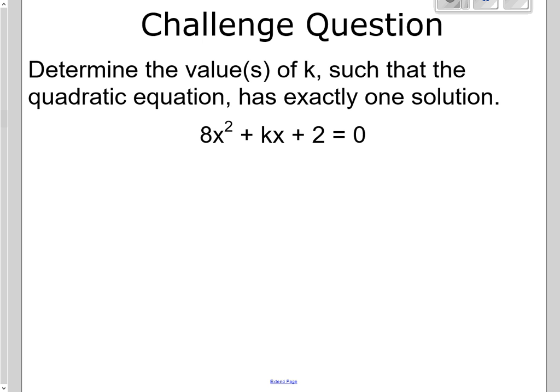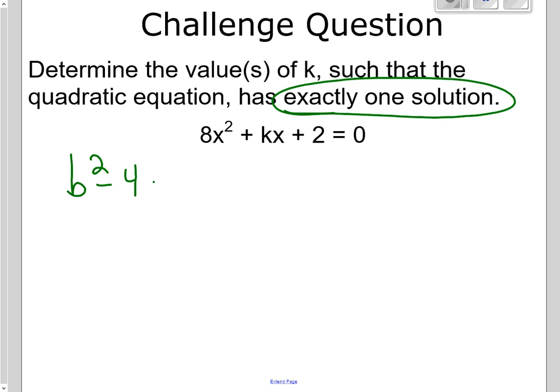Okay, challenge question. Determine the values of k such that the quadratic equation has exactly 1 solution. Okay, so here's our big hint. Exactly 1 solution. When they're telling me how many solutions to expect, then I know I'm using my discriminant. And my discriminant has exactly 1 solution when it's equal to 0. So b squared minus 4ac equals 0.